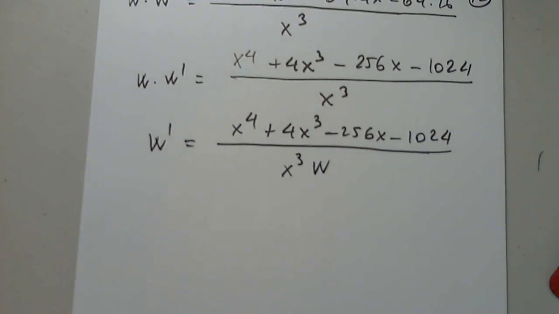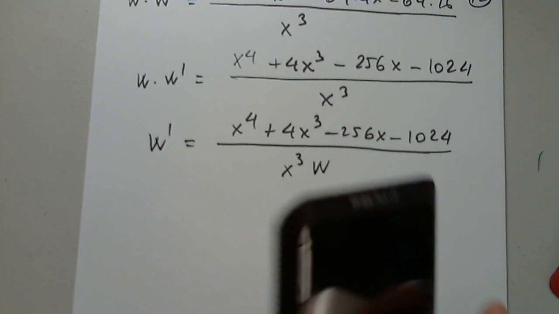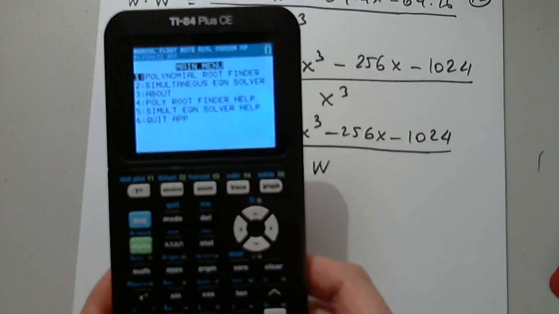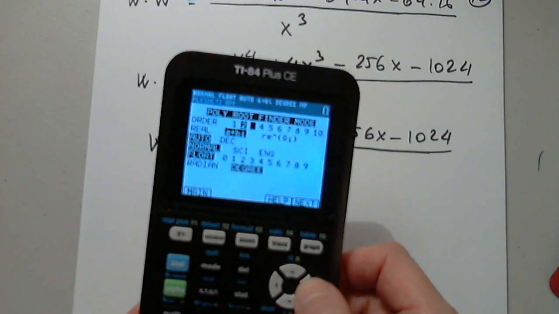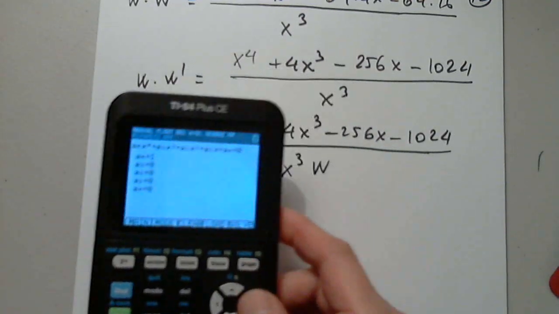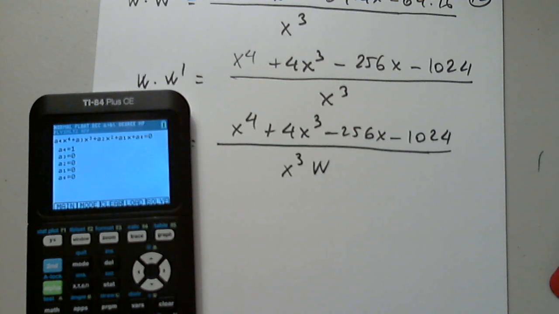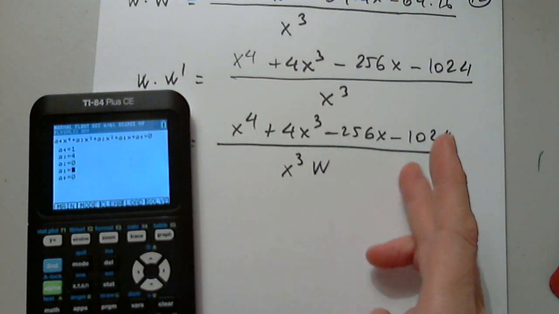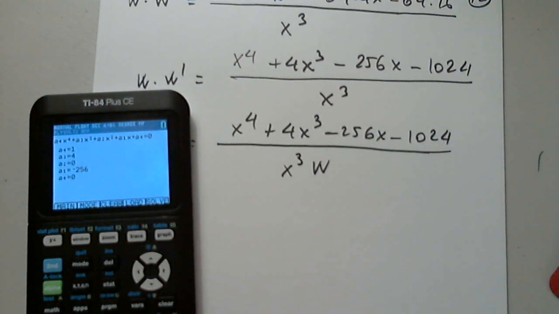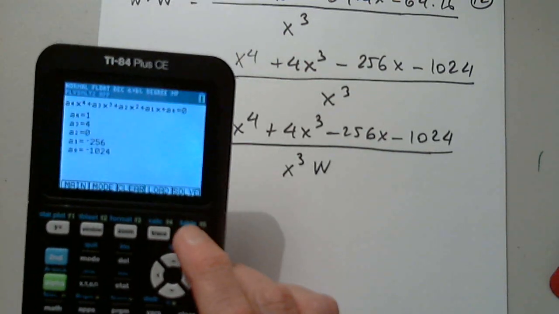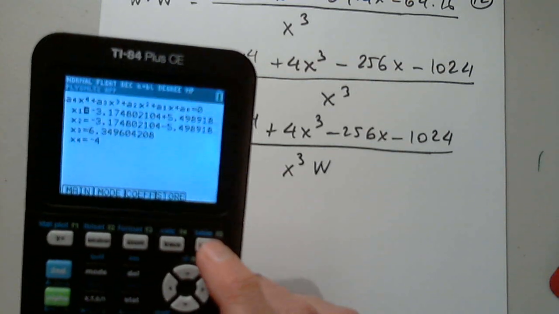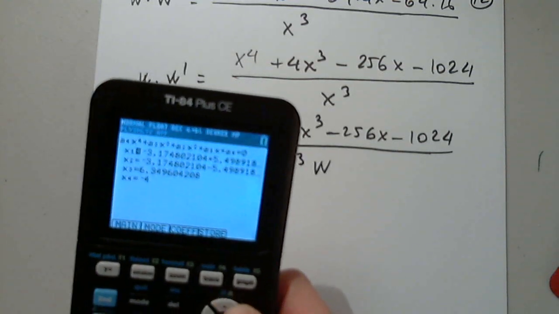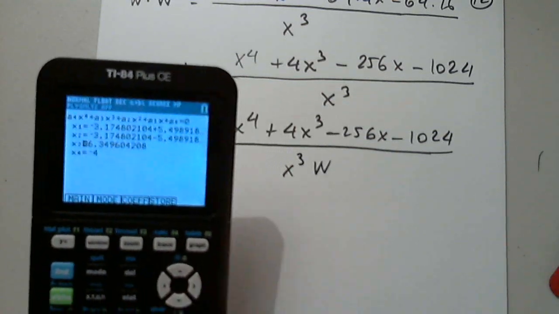Oh my goodness. Okay, so this is 0 when that is 0. So I will put it in the app, degree 4. Okay, coefficients: for 4 is 1. For 3 is 4. For 2 is 0. For x, negative 256. And the last one, negative 1024. Okay. Wow. So these are irrational. Thank you very much.